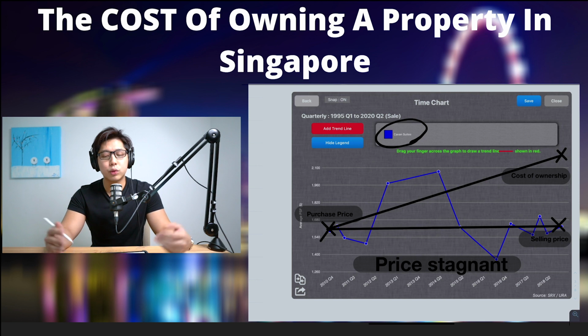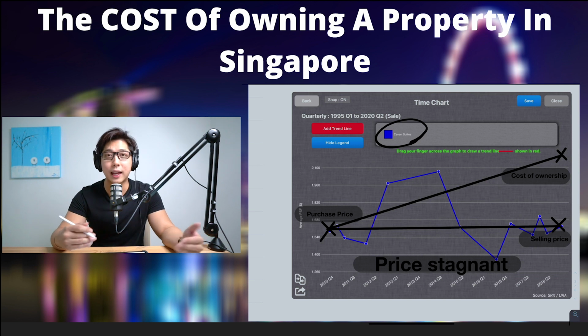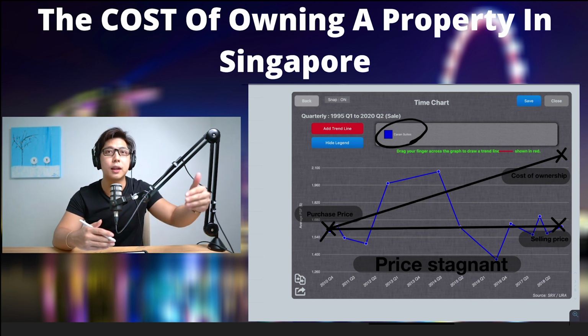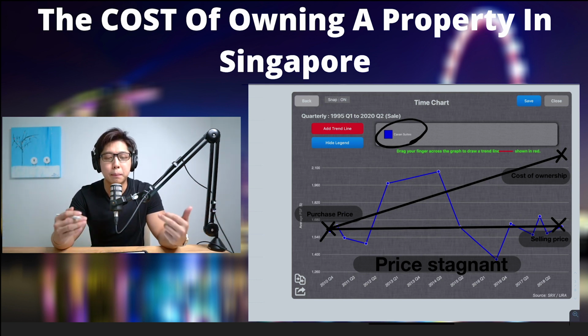But I do understand that real estate is a very emotional purchase. Sometimes we buy a property not because we want to make money from the real estate. Sometimes it just fulfills an emotional need. Like I want to stay near my workplace. I want to be near the MRT. I just want to own an asset. I want to move out from my parents' place. There are a million emotional reasons why people buy a property, and there's nothing wrong with that.